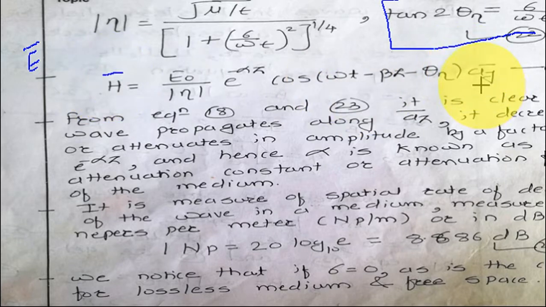You just go through the equation of E bar. E bar was flowing along AX bar, and if I want to write the expression for E bar, it will be E0 e raised to minus alpha z cos of (omega t minus beta z) into AX bar. We don't have any phase shift term there, but for H bar, E0 upon mod of eta, which is nothing but our H0 term, into e raised to minus alpha z cos of (omega t minus beta z minus theta eta). This is the phase shift or phase difference between E bar and H bar, into AY bar.